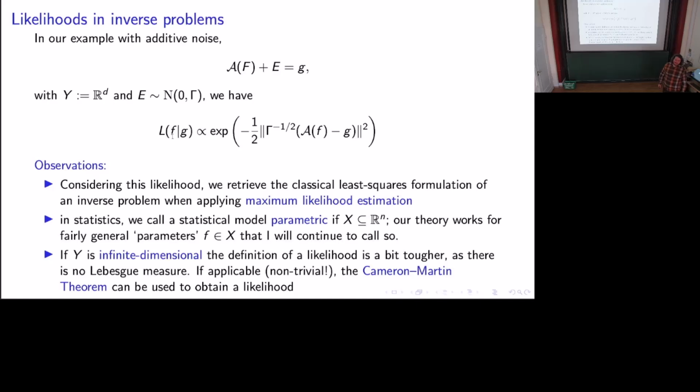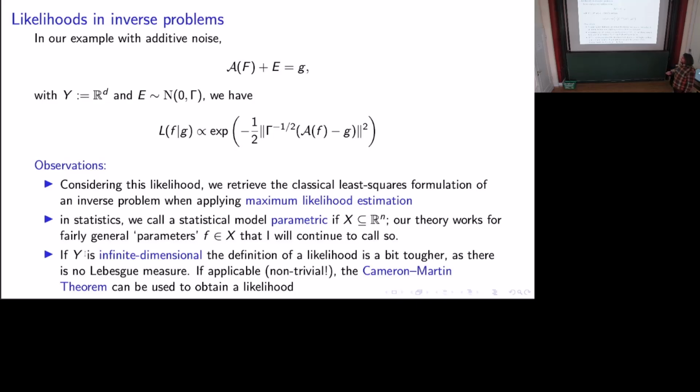In statistics, parameters are only things that live in R^d or R^n. So statisticians would probably call this non-parametric if the unknown thing lives in a function space. But I like the word parameter, so I still call it parameter, although the problem technically is non-parametric. It's just a notational thing.